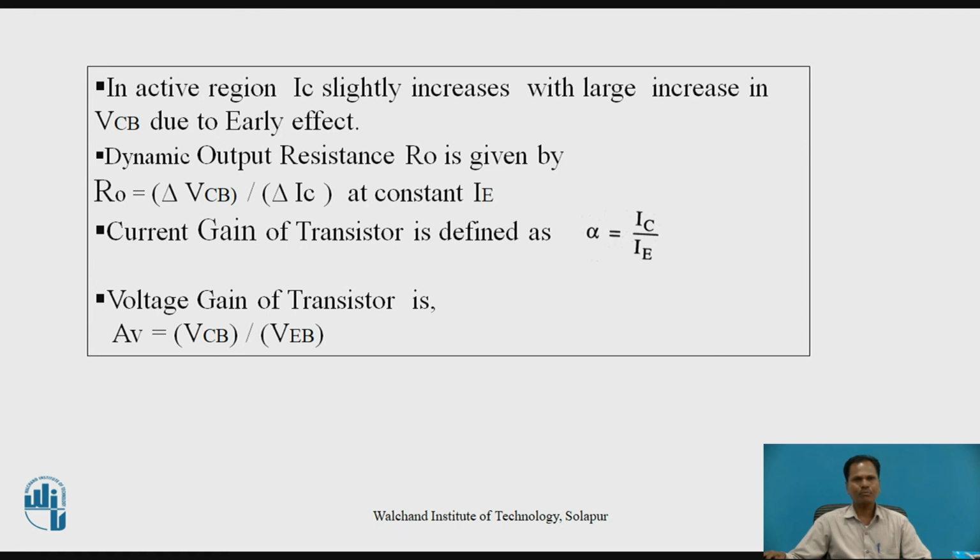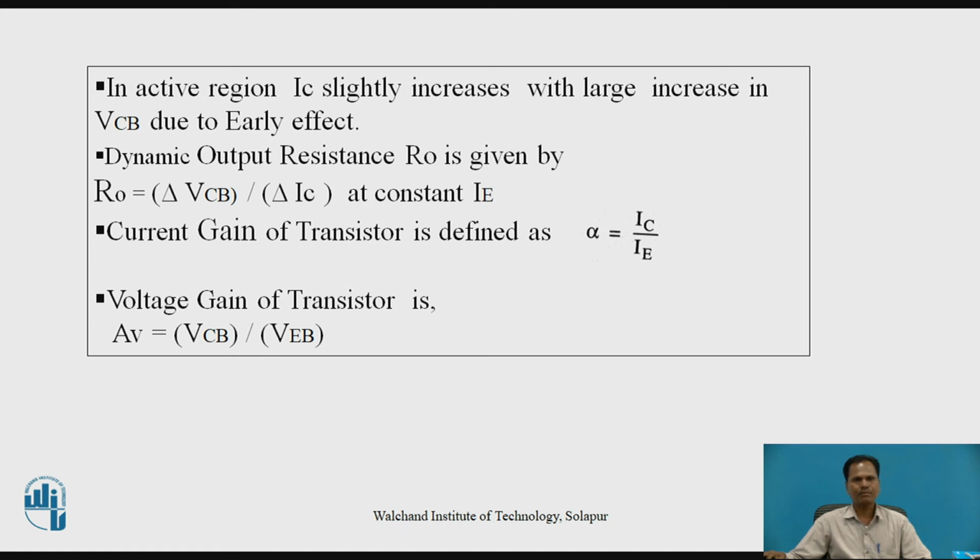As far as the voltage gain of the transistor is concerned, it is equal to the ratio of output voltage VCB to the input voltage VEB. So the transistor provides a voltage gain for the input signal, because VCB is very much larger than the input voltage VEB.